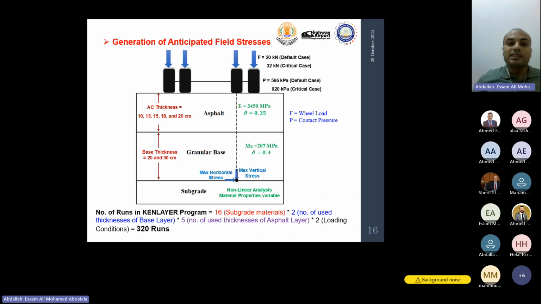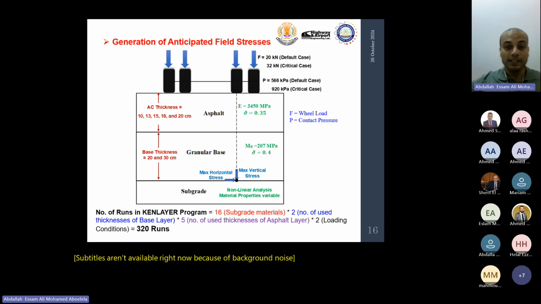For the generation of anticipated field stresses, we depend on nonlinear analysis, and we use two types of traffic loading, which are the default case and the critical case. The default case is as used in the G study, which involves the values of F and B. F is wheel load and B is contact pressure. F is equal to 20 kilonewton for the default case and 32 kilonewton for the critical case, and contact pressure is equal to 566 kilopascal for the default case and 920 kilopascal for the critical case.